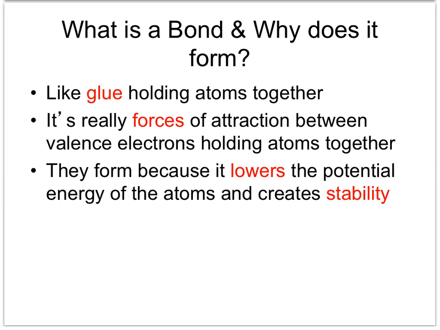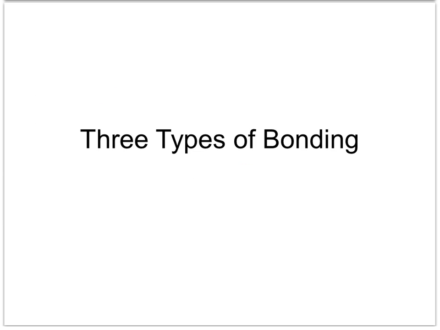So a bond is like glue holding the atoms together, but really that glue is forces of attraction between the valence electrons of differing atoms. And one of the reasons why we find more compounds than single atoms is because when the atoms come together, they lower their potential energy, and that creates stability. So there are 3 types of bonding: ionic, covalent, and metallic.